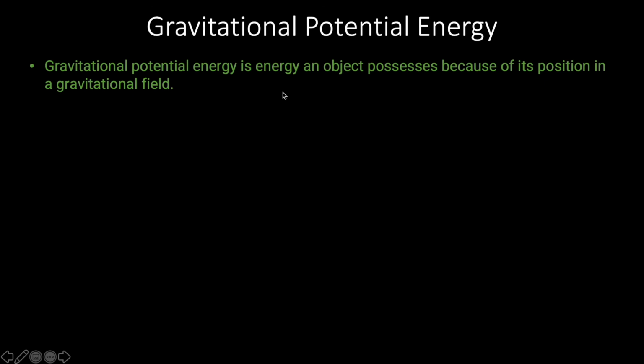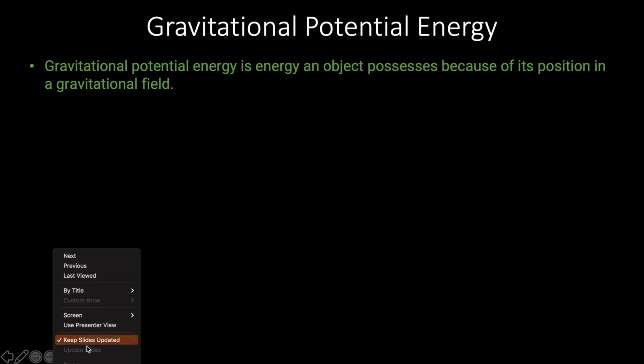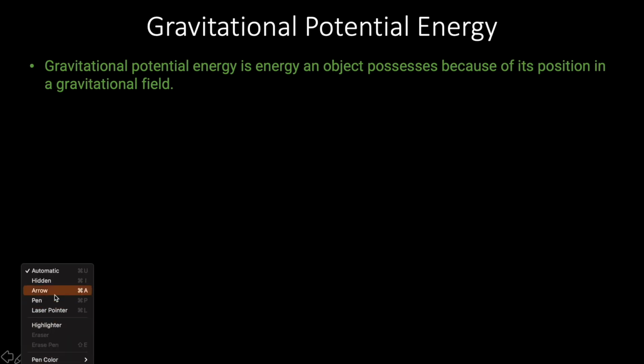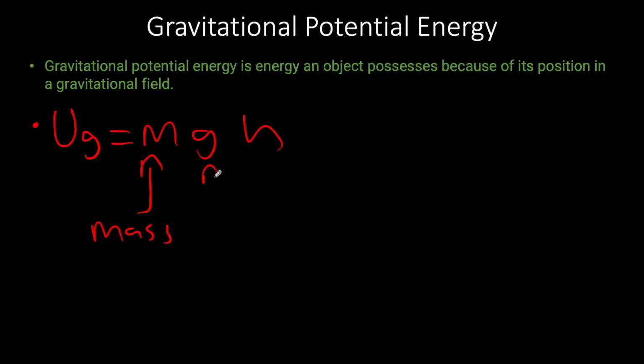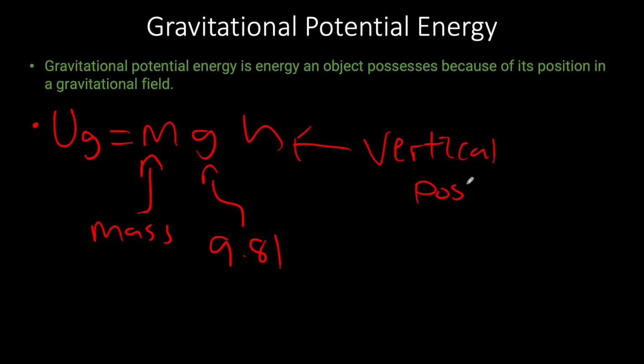Potential energy is the energy an object possesses because of its position in a gravitational field, and this energy is calculated by using the formula mgh, where m is mass, g is gravitational acceleration, so 9.81, and h is the vertical position, right?